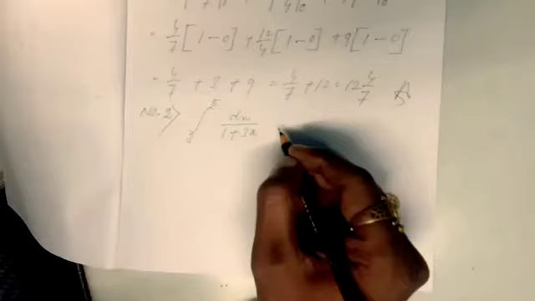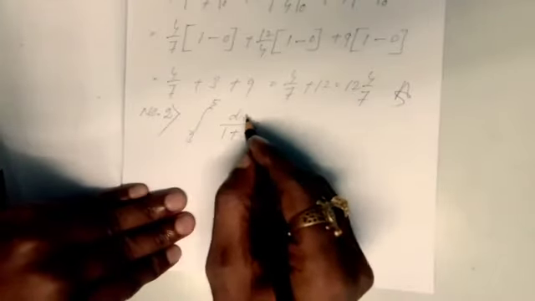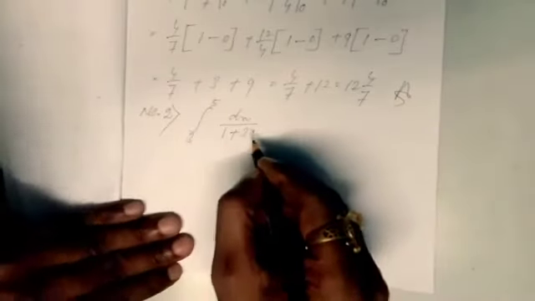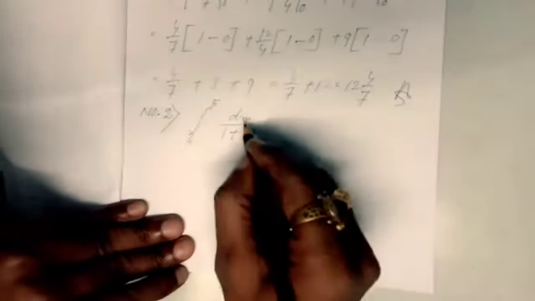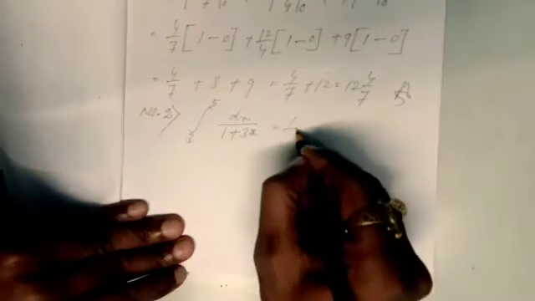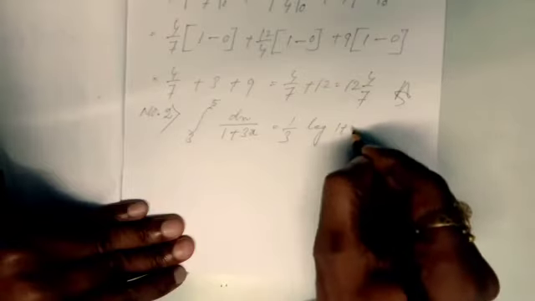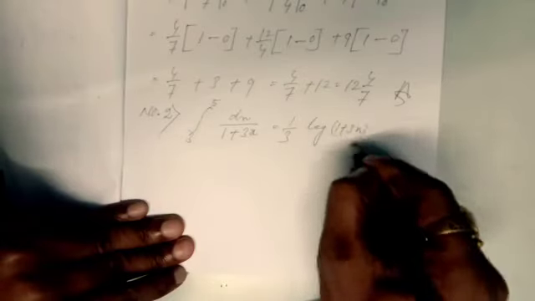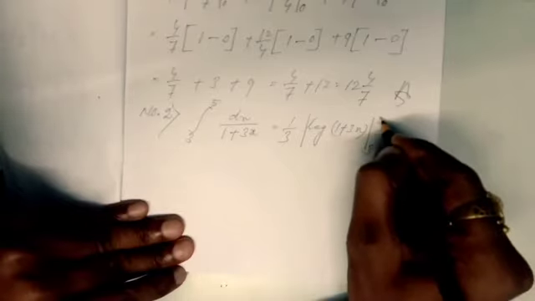Just the next question. See the question number 2. Integration 3 to 5 dx by 1 plus 3x. This is the question. What is the integration of dx by 1 plus 3x? The coefficient of x is 3, that means 1 by 3 log of 1 plus 3x. Then put the value of lower limit 3, upper limit 5.